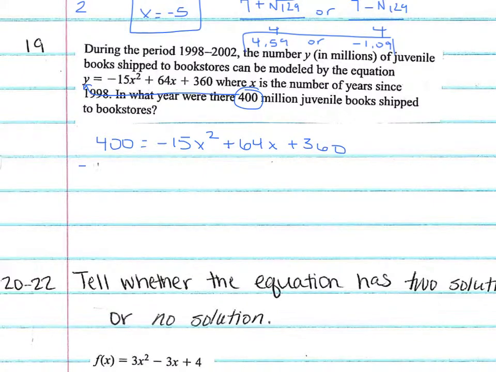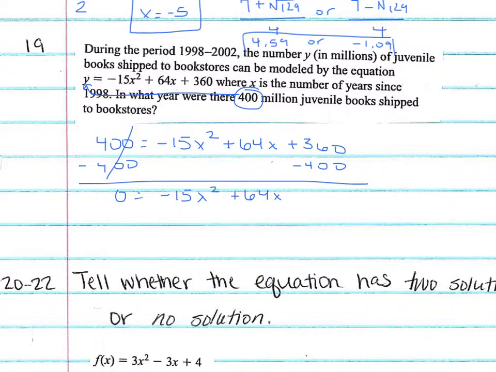I'm going to subtract 400 from both sides. That's going to leave me with 0 on the left side, so that I'm set up to solve it. Equals negative 15x squared plus 64x. And then 360 minus 400 is negative 40. At this point, you have several different methods that you can use to solve it. For numbers that are large like this, I would actually try the calculator and see what it would give me if I graph it.